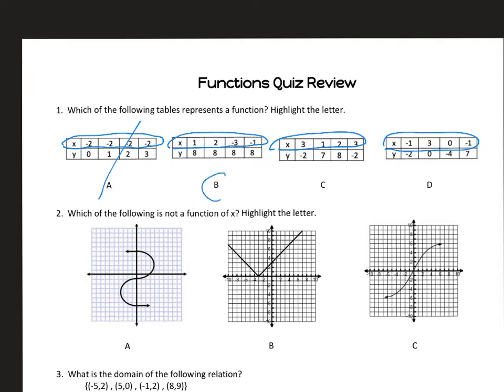Okay, that one works, but sometimes us algebra teachers, we're a little tricky, so let's check to make sure to see if anything else works. For C, 3 repeats, so nope, that's not a function. And then for D, -1 repeats, so nope, that's not a function.